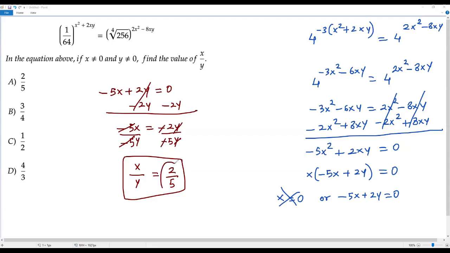So we find this value 2 over 5 in option A. So the correct answer choice for this question is option A.